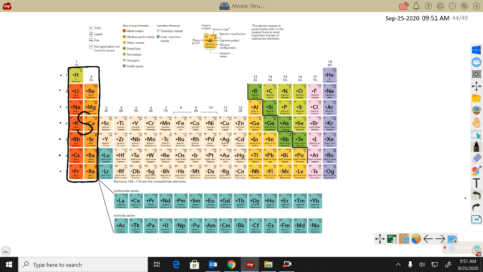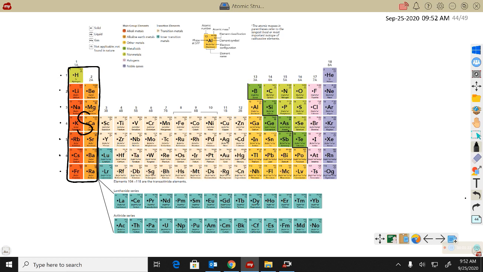So you can have a 1s orbital. Hydrogen and helium fill the 1s orbital with 1 and 2 electrons. Lithium and beryllium will be filling the 2s orbital. Sodium and magnesium will fill the 3s orbital, and so on.